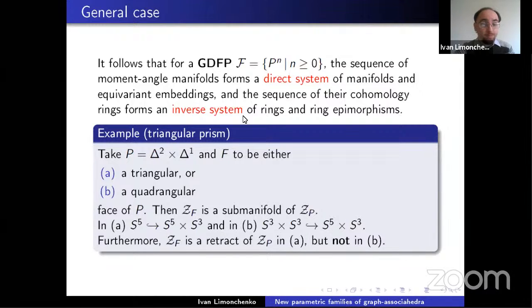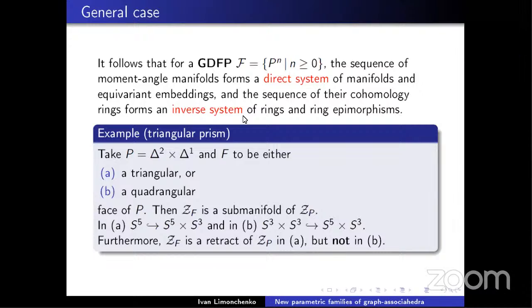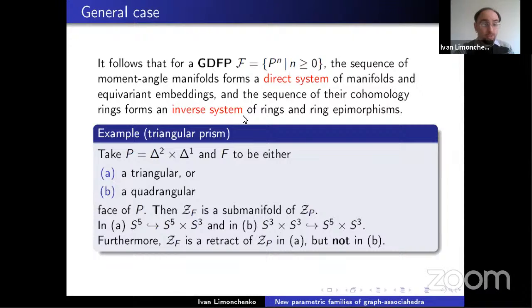Take a triangular prism. Then it has two types of faces, triangular ones and quadrangular ones. The triangular face gives you S^5 as moment-angle manifold, and the quadrangular gives you S^3 times S^3. Of course, in the first case, it will be a retract, and the proposition above works. But in the second case, this will not be a retract, obviously, and the conditions in the proposition are not satisfied, because it will not be a full subcomplex. The boundary of a quadrangle will not be a full subcomplex. That fails.